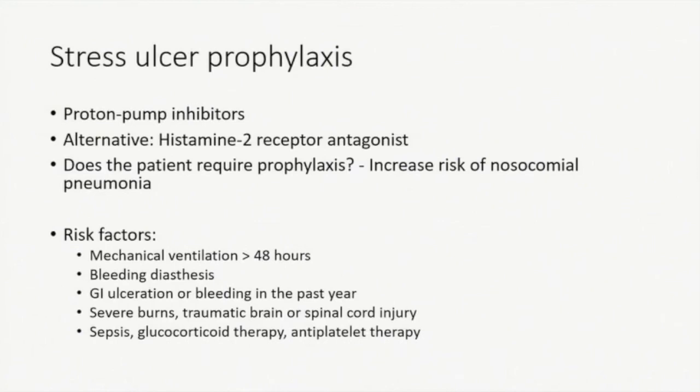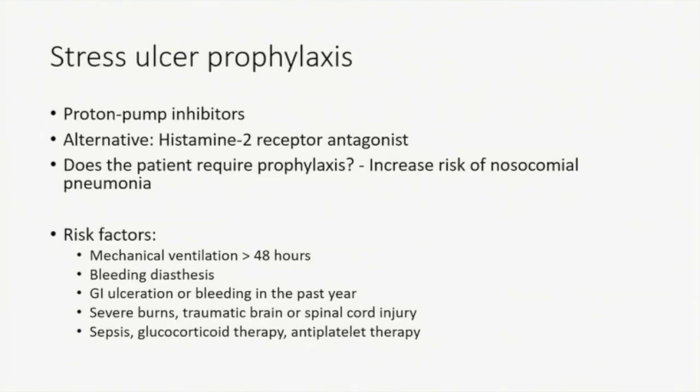Stress ulcer prophylaxis is often given with PPIs, so IV omeprazole or oral esomeprazole. An alternative is a histamine 2 receptor antagonist, although the evidence is slightly marginal in favor of PPIs. But also, if the patient does not need prophylaxis, then we should not be giving PPIs to every patient, because there's some evidence that PPIs may increase the risk of nosocomial pneumonia.